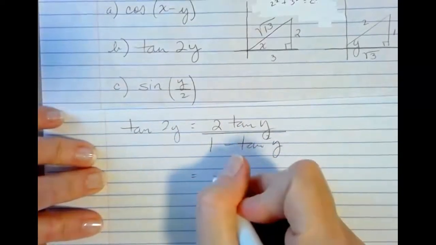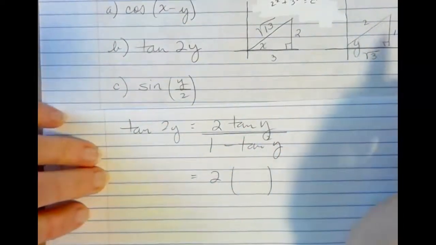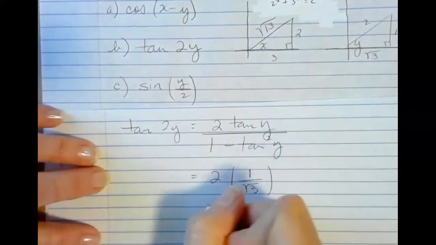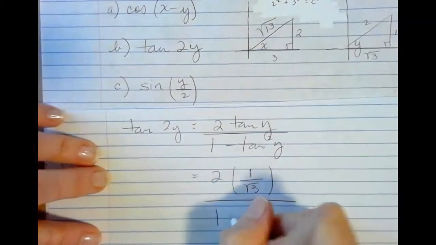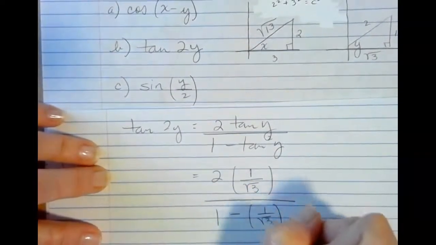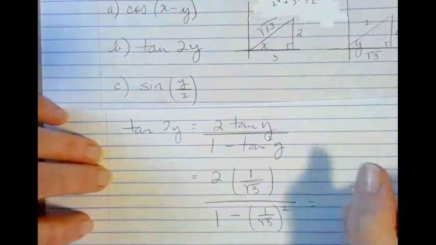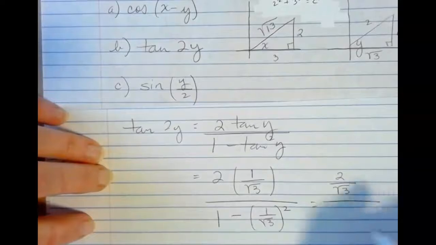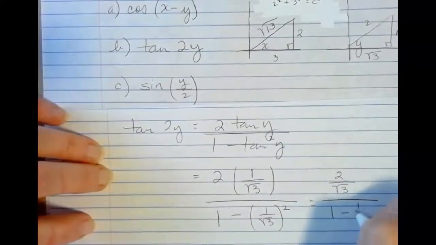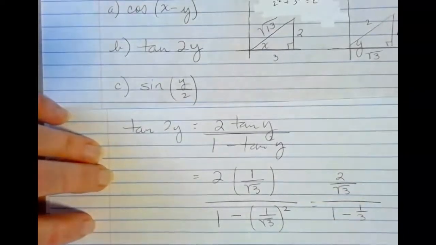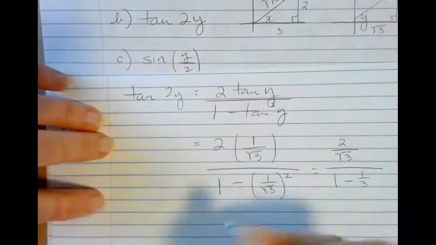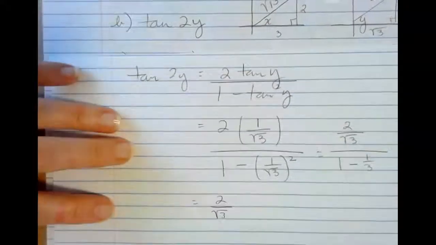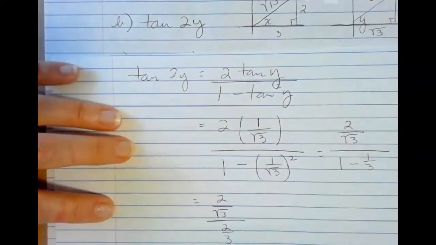There she is. And that's going to be 2 times the tangent of y. The tangent of y, opposite over adjacent, 1 over root 3, over 1 minus 1 over root 3 squared. So we end up with, following order of operations, 2 over root 3 over 1 minus 1/3. 1 minus 1/3 is 2/3. So finishing this off, we have 2 over the square root of 3 over 2/3.